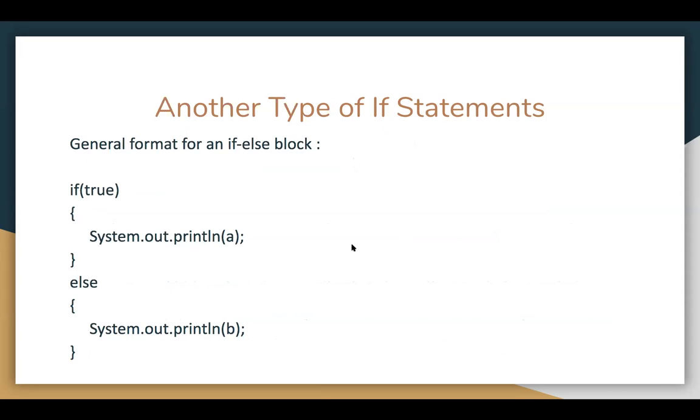So how this works is, if the condition inside the parentheses evaluates to true, then it prints out the statement inside the curly brackets, and then it skips over the else block entirely and moves on to the next thing after it. And if it evaluates to false, then it automatically goes to else and executes it. So else acts a little bit like a default.